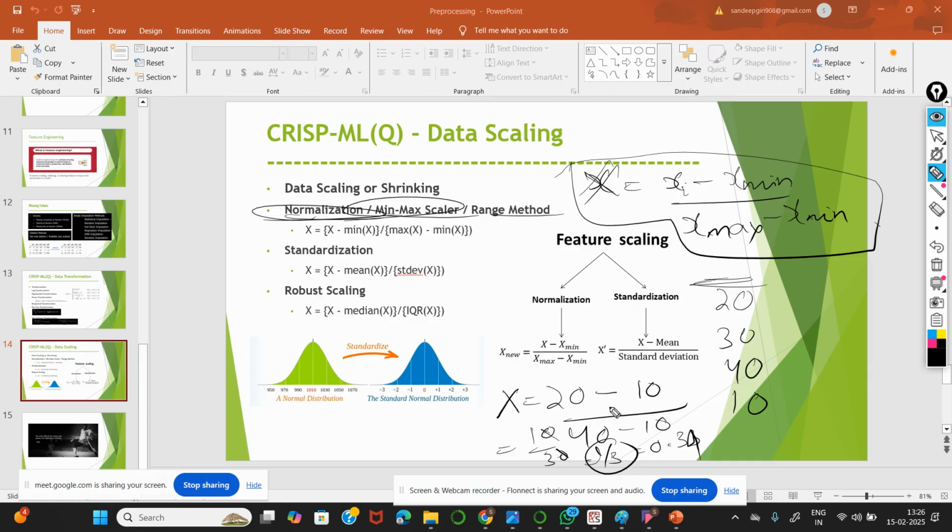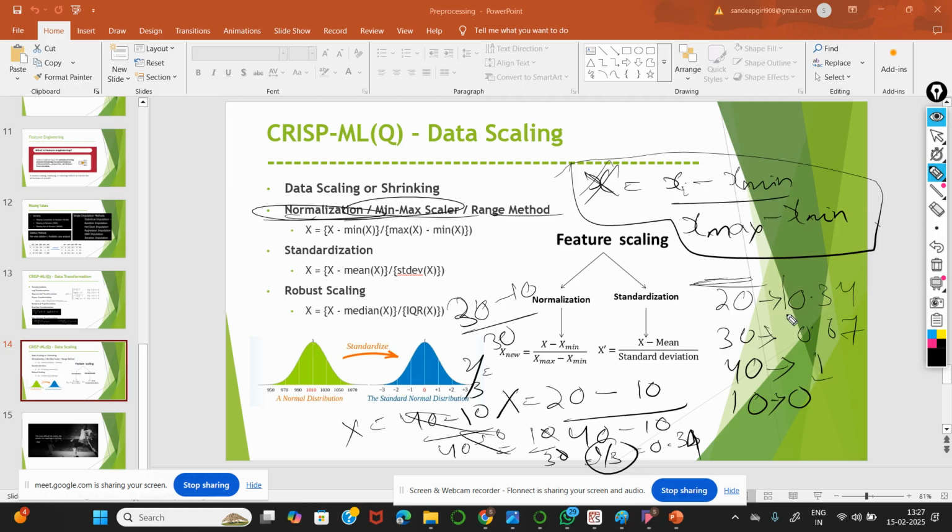0.34 you get. Let me write it here, the corresponding value 0.34. Go to the next one. If you go to the next one, it would be 30 minus 10 divided by maximum minus minimum. Again 20 by 30, 2 by 3, 0.67. If you calculate the next x, 40 minus the minimum value, which is 10, divided by maximum minus minimum, 40 minus 10, it will be 1. If you go to the next one, you would be getting 0.